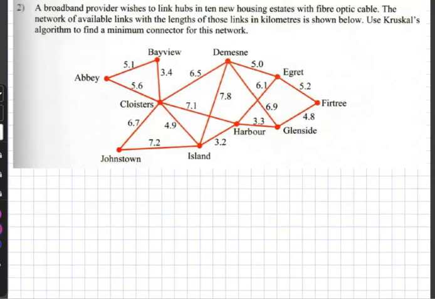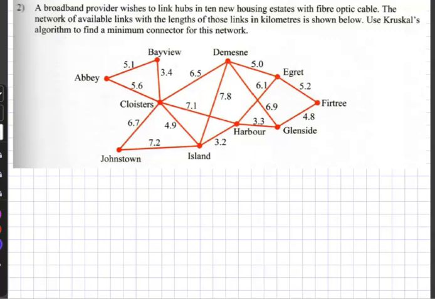Another example, just to make the point, we have a network of a series of places, and the idea is you want to connect up these housing estates with cabling, and again it's fiber optics. It doesn't matter how Abbey is connected to Fir Tree, and the shortest distance between the two is of no importance. All we want to make sure is that each of these nodes is connected. Now there's 1, 2, 3, 4, 5, 6, 7, 8, 9, 10. There seems to be 10 nodes, so I'm going to have to make sure I have 9 arcs.